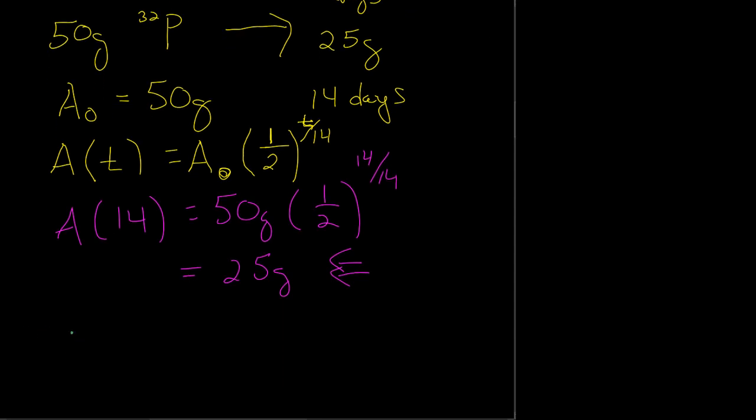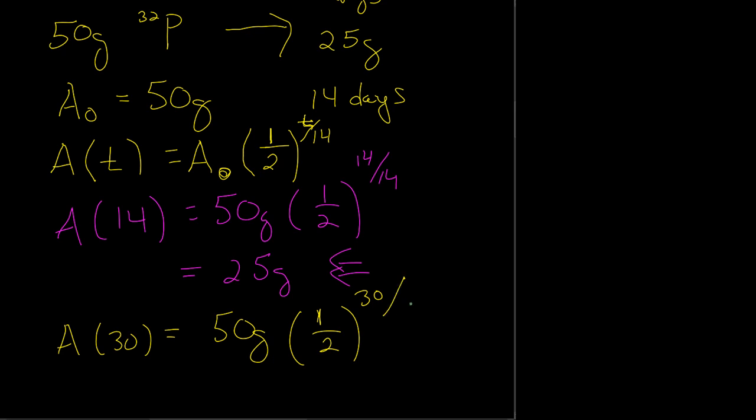Go back to yellow here. A of 30 equals 50 grams. We're going to have 1/2 to the power of 30 over 14. So you see how in our exponential model, we're tracking the motion through, and in this case time, moving through the exponent. And it's our multiplications going across the exponent. And these decay and growth rates are the most common exponential models that we have. So 50 times, sorry, grab my calculator here, 1/2 to the power of 30 divided by 14.